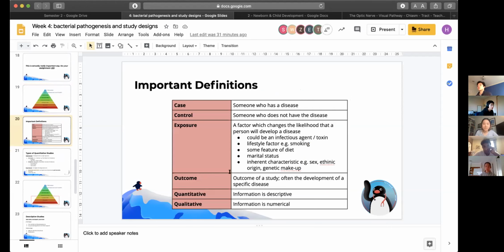Yeah. So just some definitions, just so you guys know what Penny is talking about when she's going through these study designs. A case is someone who has a disease, a control is someone who does not have the disease, and the exposure is the factor that you're probably going to be investigating, which will cause the person to either develop or not develop the disease. The outcome is the outcome. Often basically it's the development of that actual disease that you're investigating.